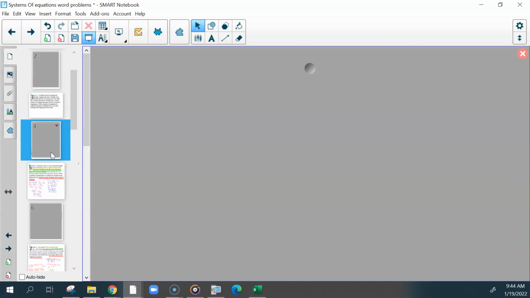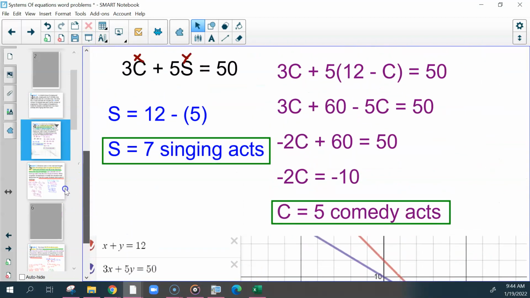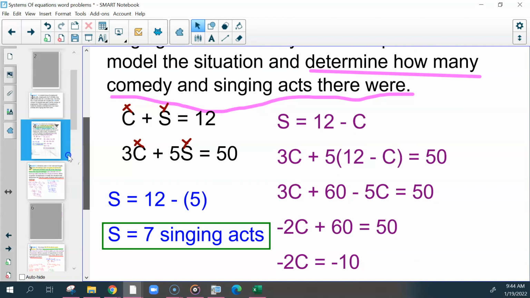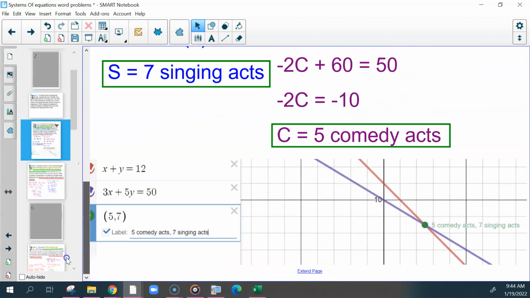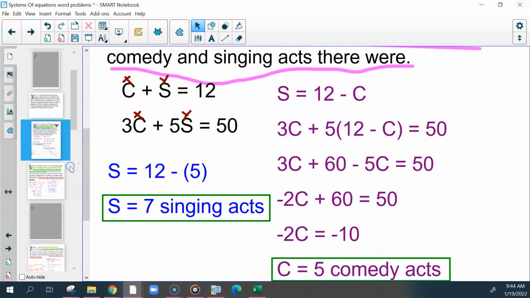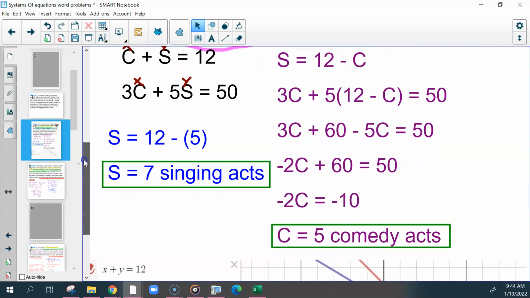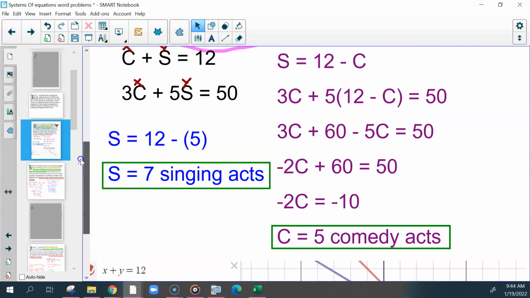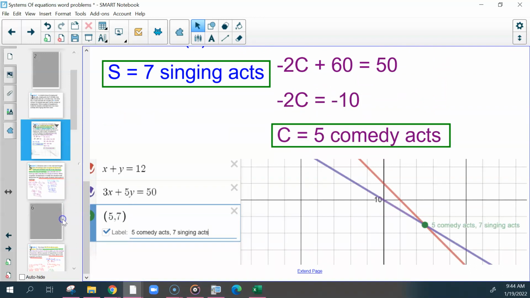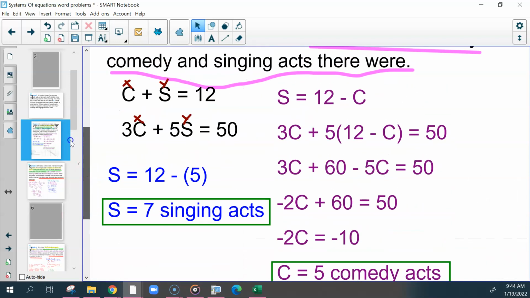Going over the answer to number 2, I don't think this is solved in every single way. It's solved by graphing and substitution, not elimination. So if you want to see that, I can do that. If you solve it by substitution, that's the method in purple. If you solve it by graphing, I just use Desmos. Either way, you should have gotten 5 dance acts and 7 singing acts. Anyone have a question about that or need to see the elimination method?